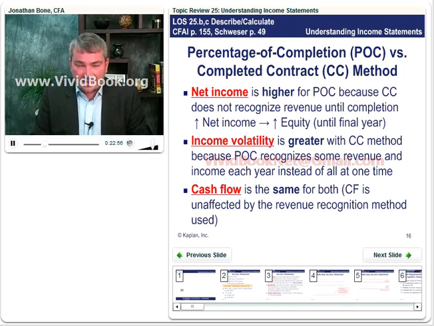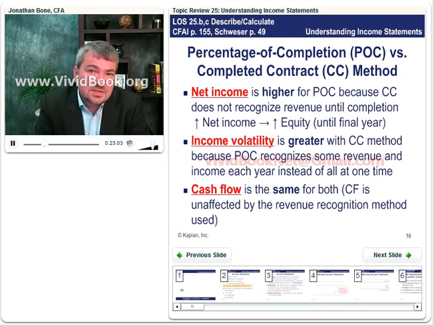Okay, let's have a think about how these methods, percentage of completion versus completed contract, essentially affect our income statement. Net income over the construction phase is going to be higher under percentage of completion because you're recognizing profits during the construction phase. That's the same in every year of the construction, but in the final year, completed contract would have a higher sales figure, a higher expense figure, and a higher profit figure, because under completed contract, it's all recorded in the final year.